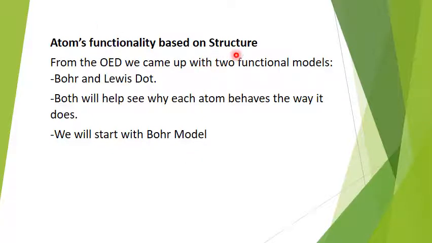So we're going to look at the atom's functionality based on its structure from the orbital energy diagram (OED). We came up with two functional models, the Bohr and the Lewis dot structures. Both of these will help us see why atoms behave the way that they do. And we'll start out with the Bohr model.